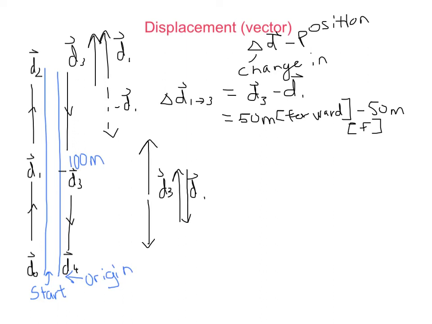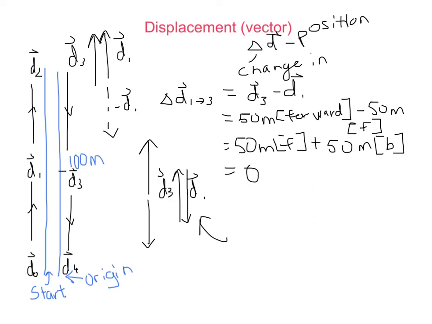Okay, so what is here is 50 meters forward plus, and we flipped this one around, 50 meters backward, and they're opposites and the same value, so the answer is 0. And this diagram should reflect that. You can see here that where I started is where I'm ending, so the answer should be 0. So you can do this for any displacement. You can do it between D4 and D2.